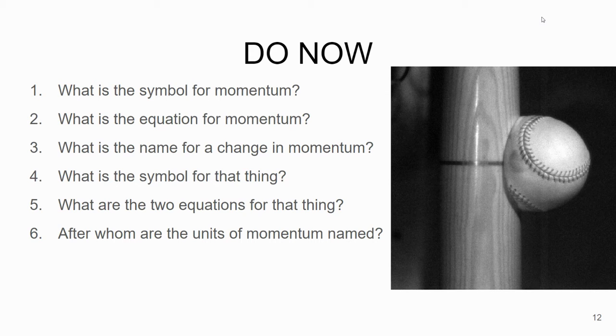So, the do now questions. First thing, what is the symbol for momentum? The symbol for momentum is P with a hat. So, for some reason, P is the symbol for momentum.